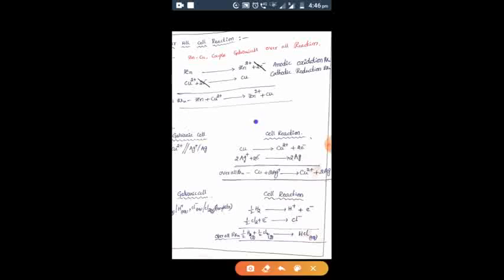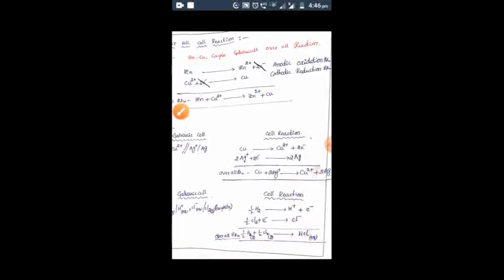Next, at which part does reduction take place? At the cathodic half reaction cell, reduction takes place. Copper undergoes the reduction. So I have written the copper as reduction. Cu2+ gains 2 electrons and is converted to Cu. This reaction is taking place at the right hand side electrode, that means the cathodic half reaction.